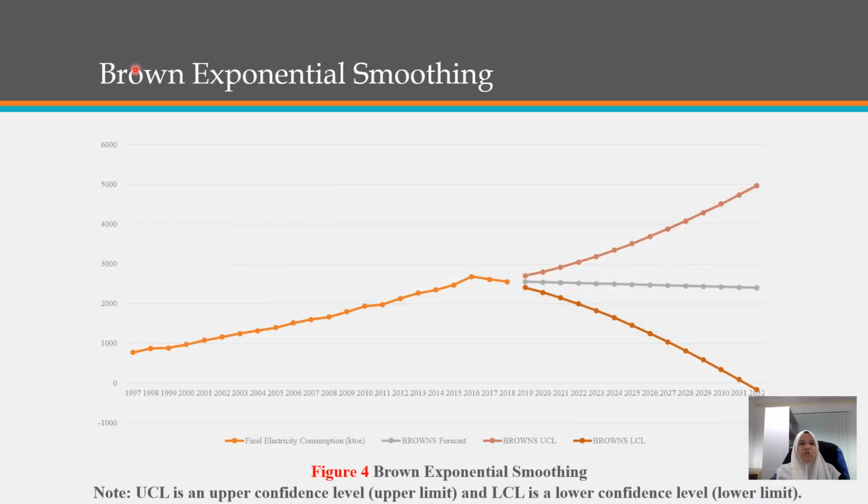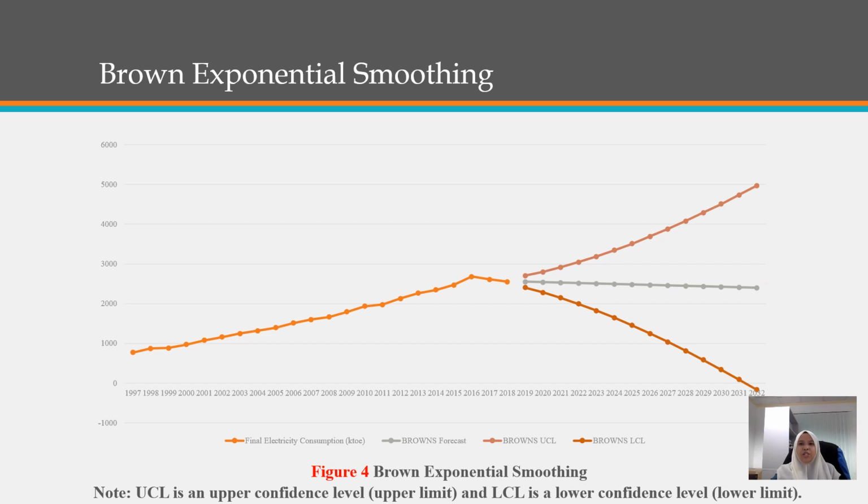Alright, next, move on to Brown exponential smoothing. You can see here the pattern of the graph is widespread. Again, this is the upper limit, the lower limit, and this is the best predicted value, and the predicted value is likely sustained from the first predicted year until the last predicted year.